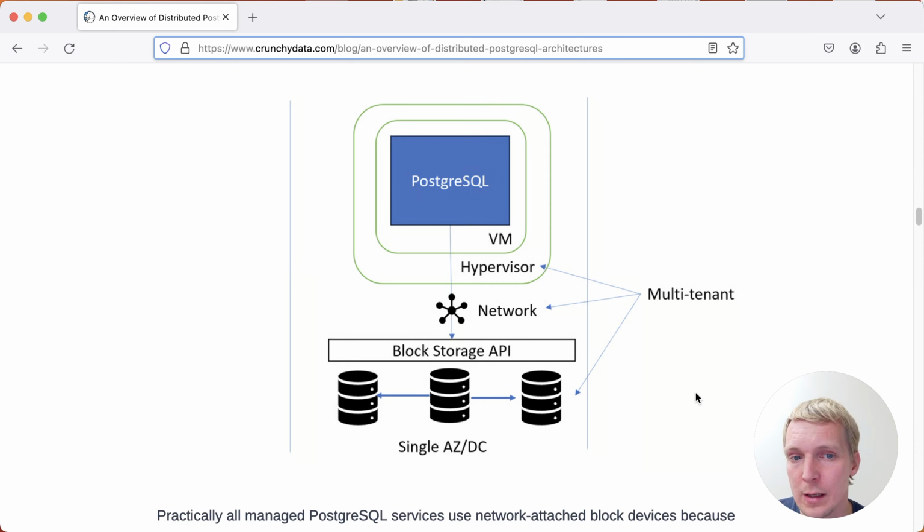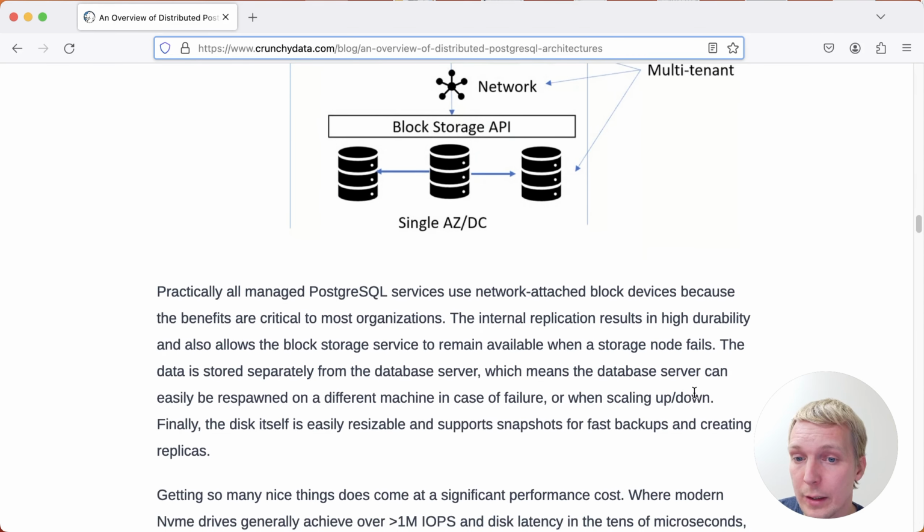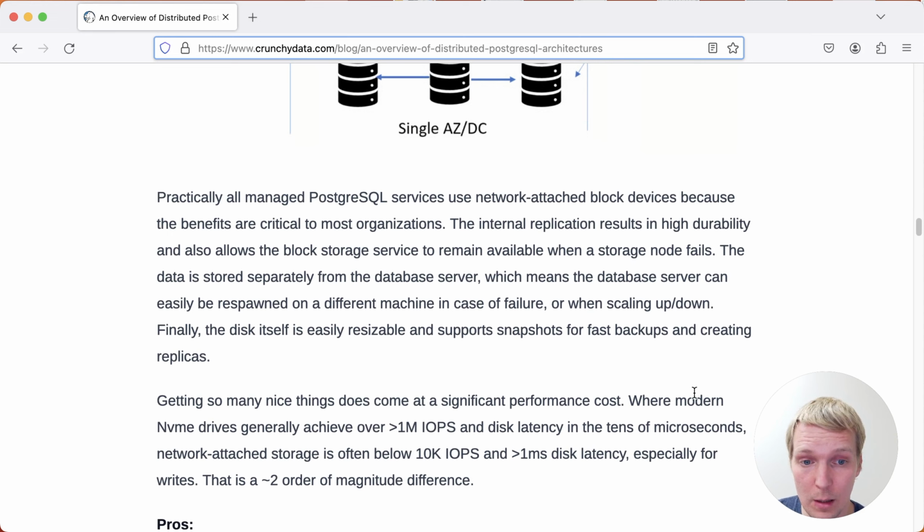There, you are already seeing the downside, which is that on a regular NVMe drive, you'll get over 1 million IOPS quite easily and really low disk latency in tens of microseconds. But once you go to network attached storage like EBS, you get 10,000s of IOPS and much higher disk latency. But still, this is something that basically anybody in the cloud relies on in some way or form, because they want the benefit of being able to take snapshots. They want the benefit that if the database server goes down, they can easily just start up another VM from the same block storage. This is a trade-off that many people accept.